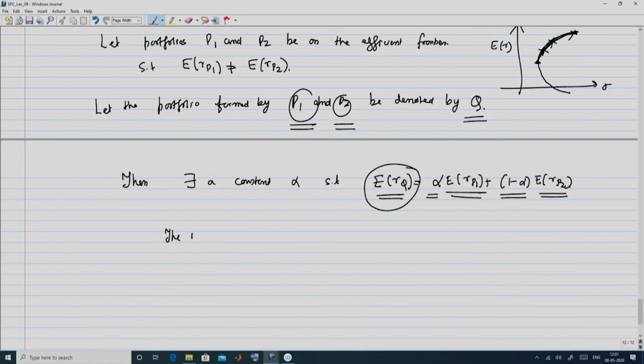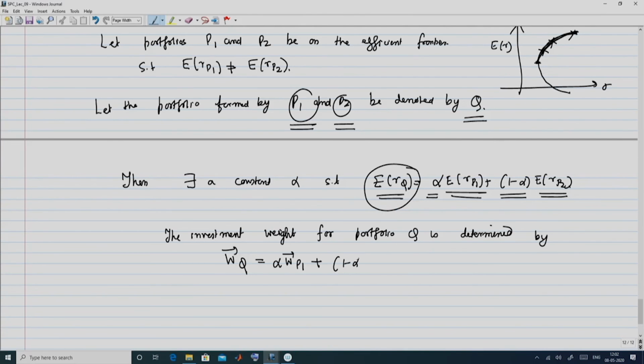So, what is going to be this particular portfolio Q? When I say portfolio, I have to specify the weight. So, the investment weight for portfolio Q is determined by vector WQ equal to alpha into vector WP1, which is the portfolio P1, and 1 minus alpha WP2.